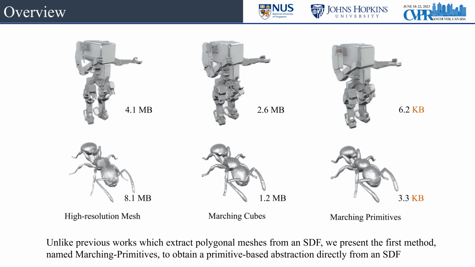Representing complex objects with basic geometric primitives has long been a topic in computer vision. Primitive-based representations have the merits of compactness and computational efficiency in higher-level tasks such as physics simulation, collision checking, and robotic manipulation. Unlike previous work which extracts meshes from a signed distance function, we present a novel method named matching primitives to obtain a primitive-based abstraction directly from an SDF.